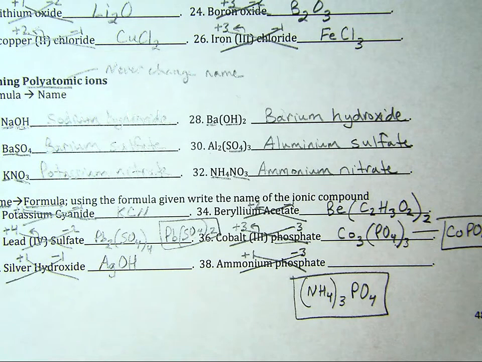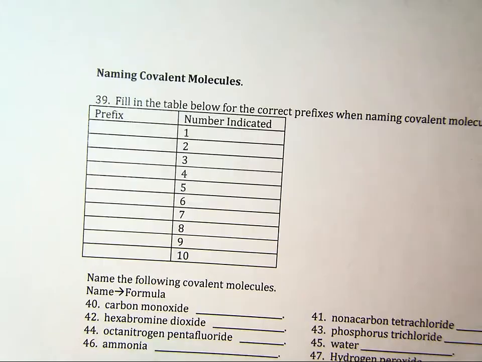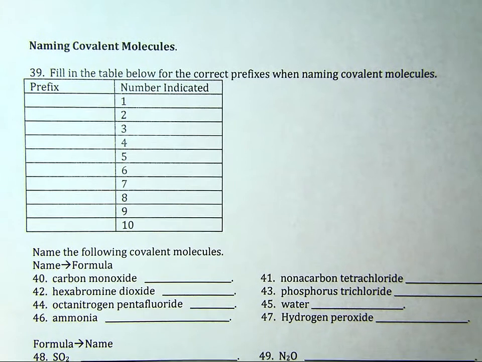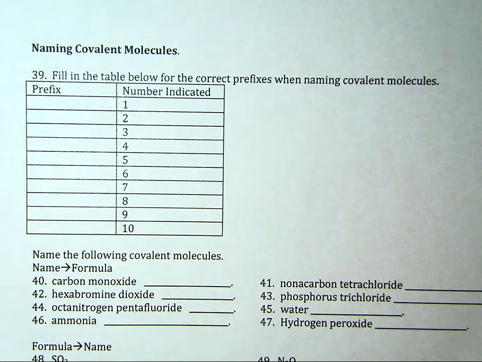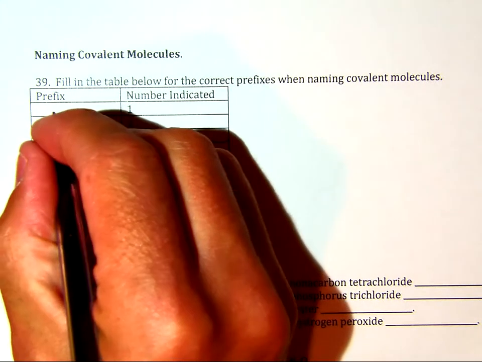All right, very good. Let's go to the next page of your study guide. So 39. 39 is about naming covalent compounds. So we just went over how to name ionic compounds. So now let's review how to name covalent compounds. So number 39 is asking you to fill in the table below for the correct prefixes when naming covalent molecules. And if you remember, number 1 had the prefix of mono. So when there's just one atom, we say it's mono.